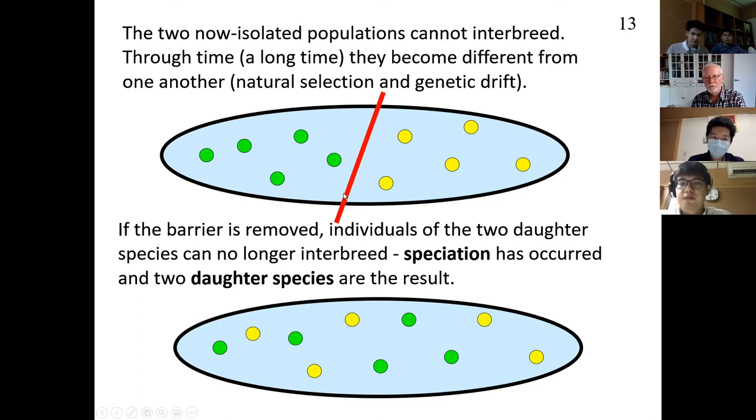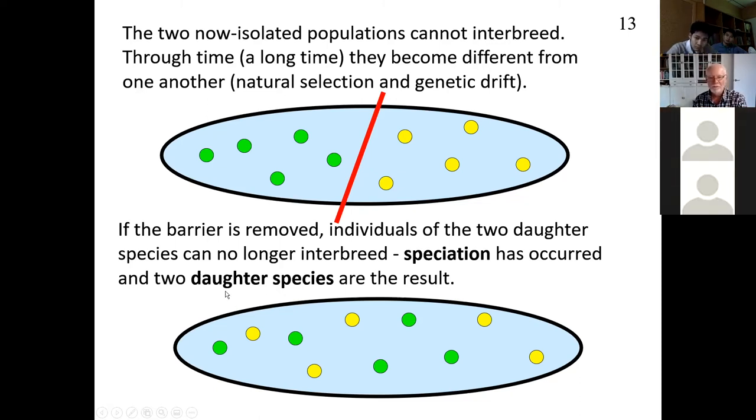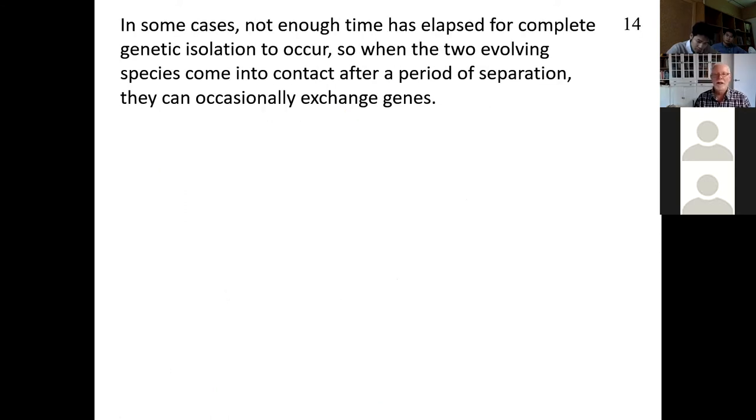So if we imagine that a barrier appears, and after a long time, individuals on one side of the barrier can no longer interbreed with individuals on another. If we remove the barrier, we now have two species. Speciation has occurred, and we have two daughter species. That is the allopatric speciation model. It's the standard model which everybody is taught in school and everywhere else, but it has a number of problems and limitations.